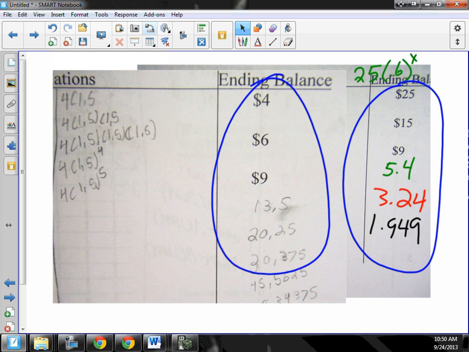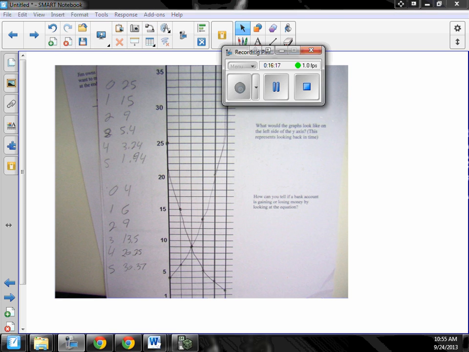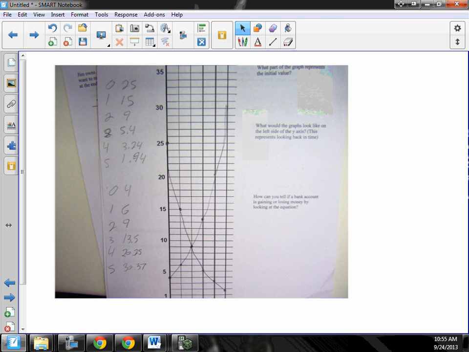So the x values, these are y values. And then the x's will be 0, 1, 2, 3, 4, and 5. And then we have two sets of y values. Your graph should look something like this.